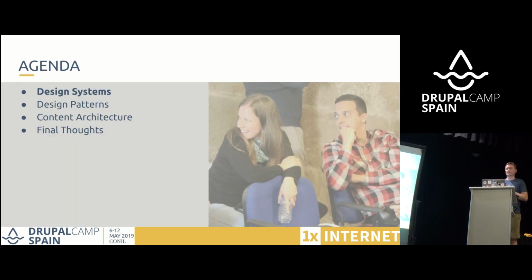The agenda is as follows. We'll first talk a little bit about design systems, because design systems is a fairly new concept to many, and it's important for the course of this talk that we're all on the same page about this. Then we're moving from design systems to design patterns, and from there to content architecture.